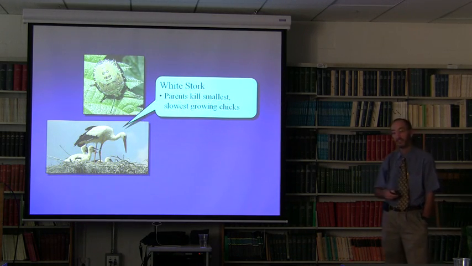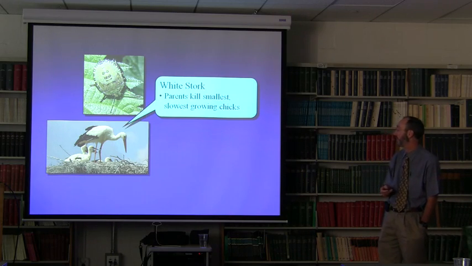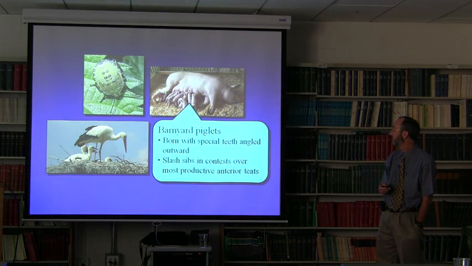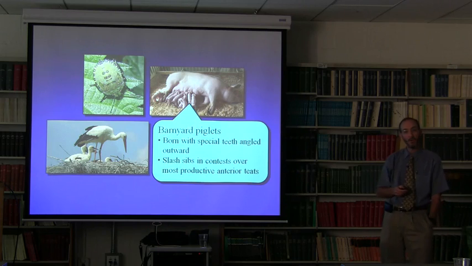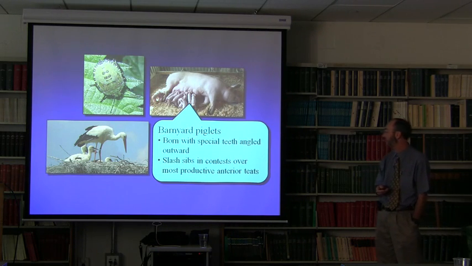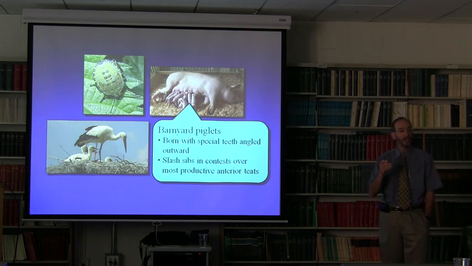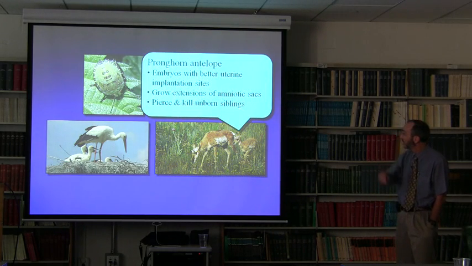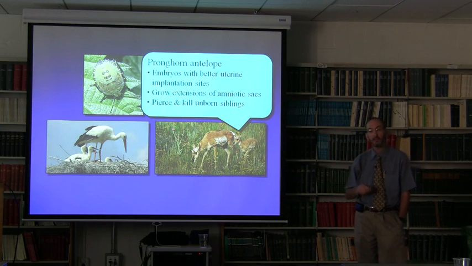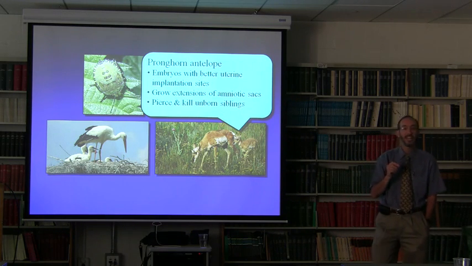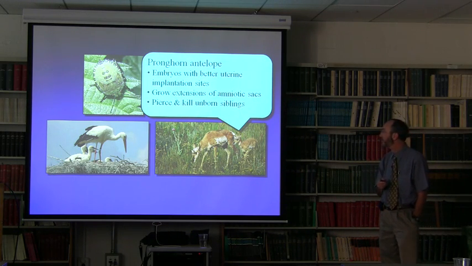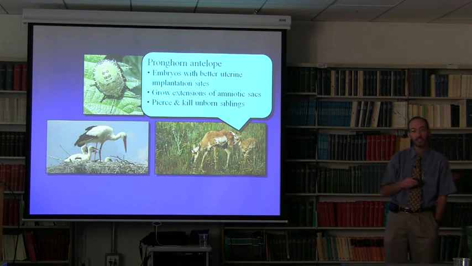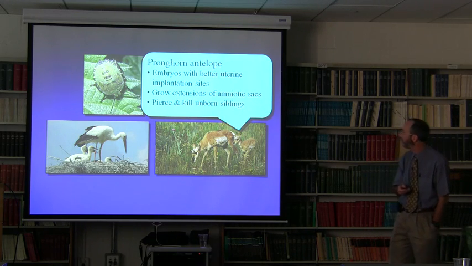White stork parents kill their slowest growing chicks. And barnyard piglets are born with teeth angled outward, with which they slash siblings in contests over the most productive anterior teats. Pronghorn antelope embryos with the better uterine implantation site grow an extension of their amniotic sacs with which they pierce and kill their unborn siblings.